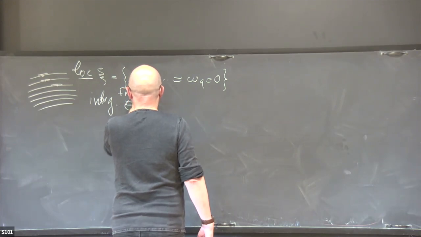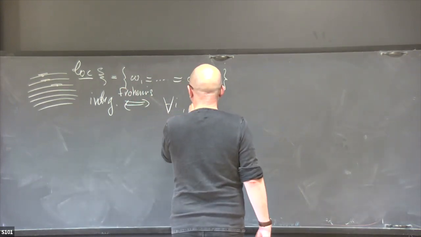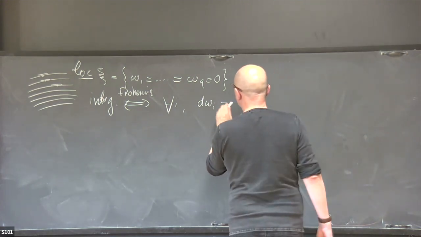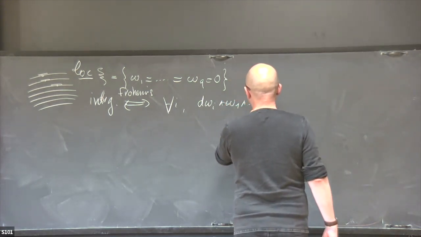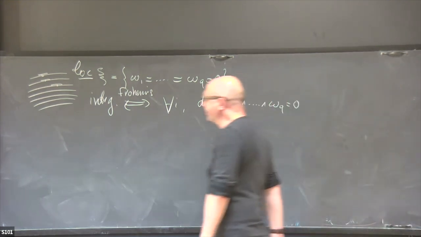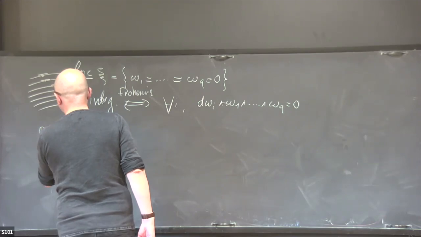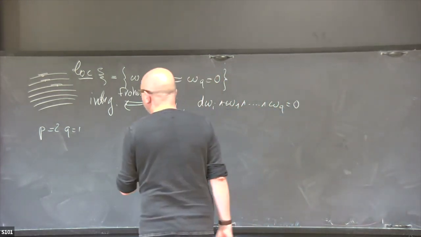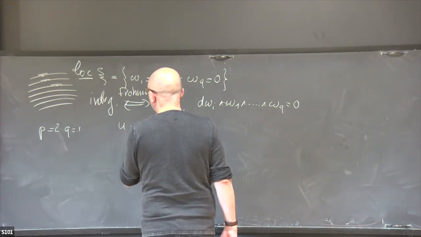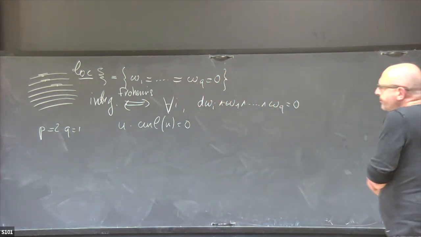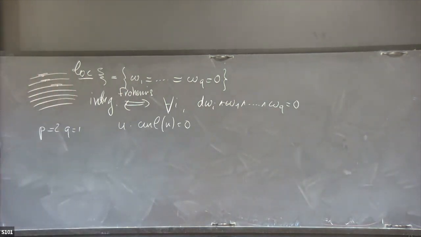by the Frobenius theorem is just that for every i, d omega_i vanishes on the field. For example, in dimension three, if I pass to the dual vector field, it would be something like U scalar rotational of U equals zero. So, of course, except for p equal one, it is a rare property.